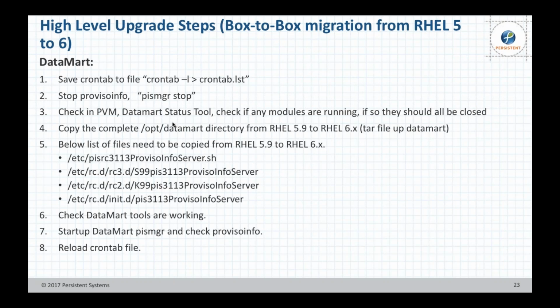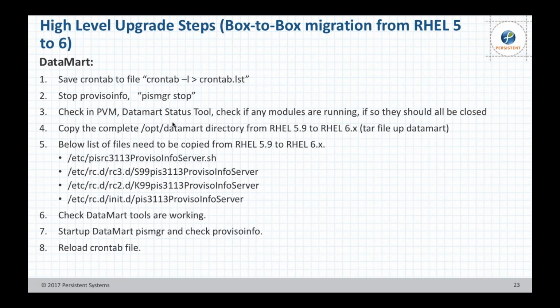Moving on to the data mart. So for data mart itself, if you want to do a box-to-box migration, you would want to migrate the cron tab that you have, and stop the data mart component, which is PIS-MGR stop. Ensure that all the components are not running, so any GUI that's been opened, ensure that it's closed. You want to copy the OPT data mart directory, as well as a list of files listed here below. These are all the files that you want to copy to the same location in your new server on Red Hat 6. And then after that, you can start up the data mart components and ensure that everything's running. So quite straightforward as well.